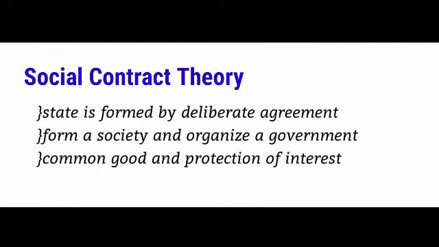The fourth is the social contract theory. Under the social contract theory, the early states were formed by deliberate and voluntary compact or agreement among the people to form a society and organize government for their own common good and protection of their interests. People gave their individual rights to create laws that will govern their norms and behavior.